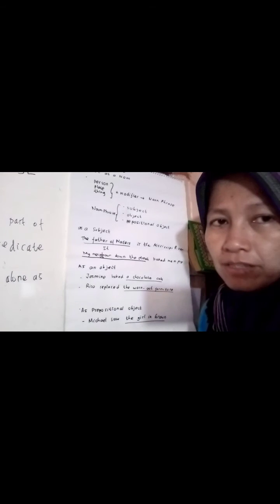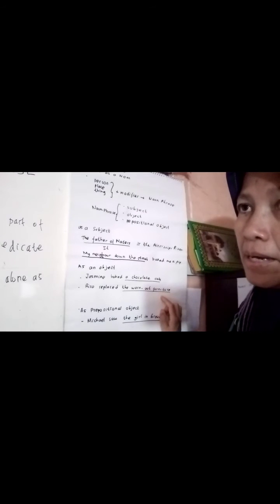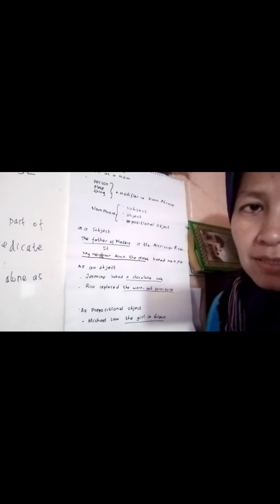Another example is worn-out furniture. Furniture is the head, and worn-out is the adjective that explains the furniture. In my language, it will be furniture first. I will translate furniture as perabot. Worn-out in Javanese is kuno. Perabot kuno. So the head comes first, and then the modifiers come later.